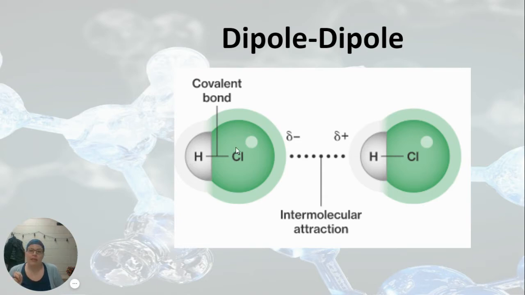But what ends up happening is that the negative side of one HCl is attracted to the positive side of the other HCl. And the reason why this is stronger than a London dispersion force is because this is a permanent situation. So this partial negative will always be on the chlorine, and the magnitude of the negative and positive are always going to stay the same. In a London dispersion force, it's really temporary and it kind of flips back and forth, and so it's not quite as strong. So the intermolecular force is this dotted line, that attraction between the two.